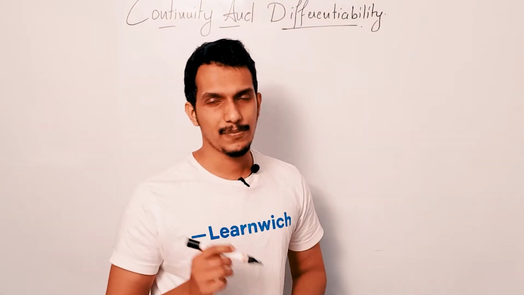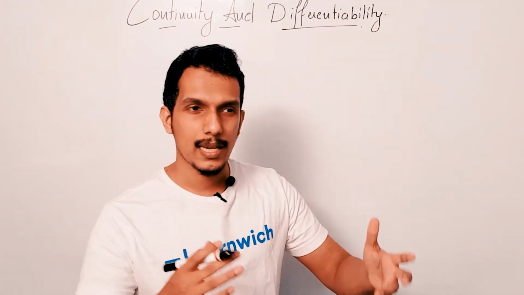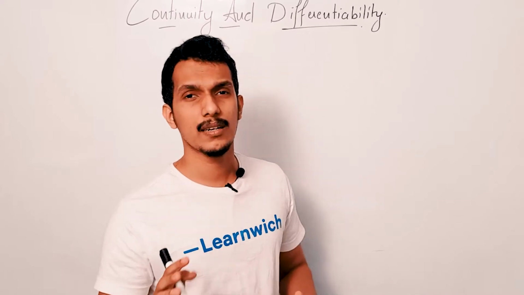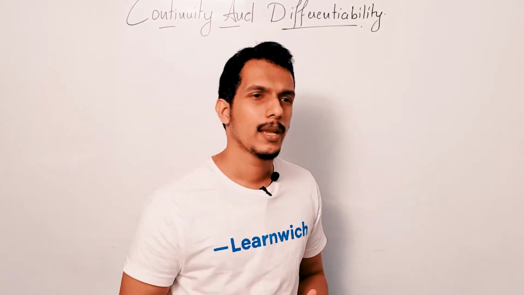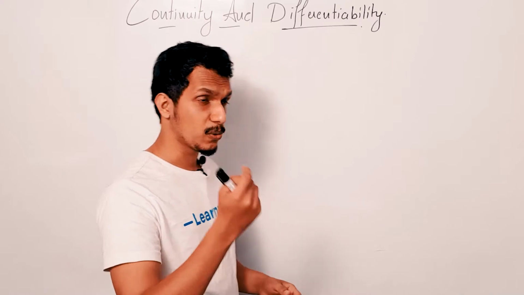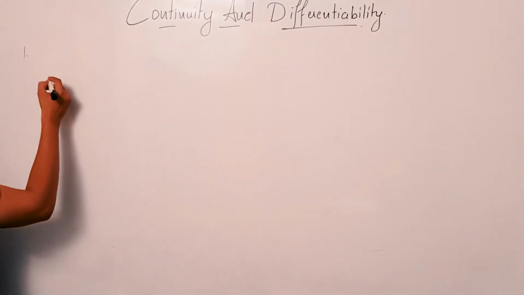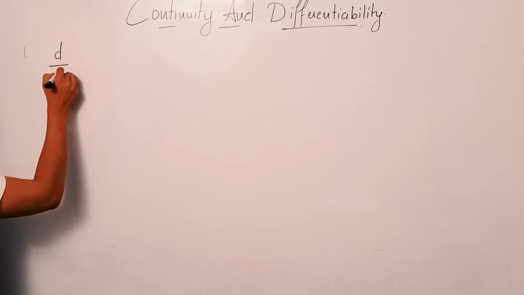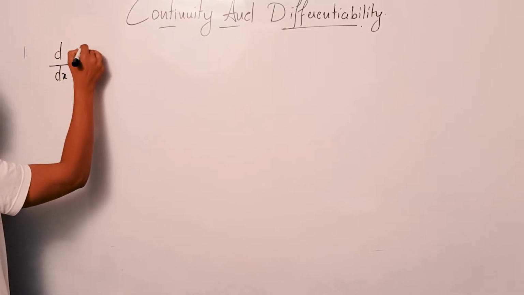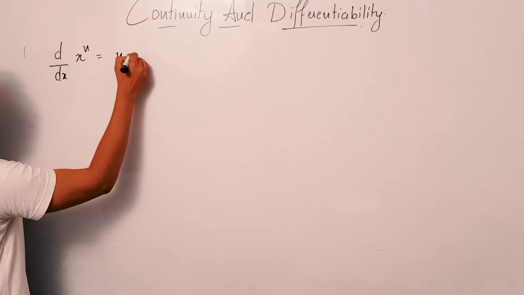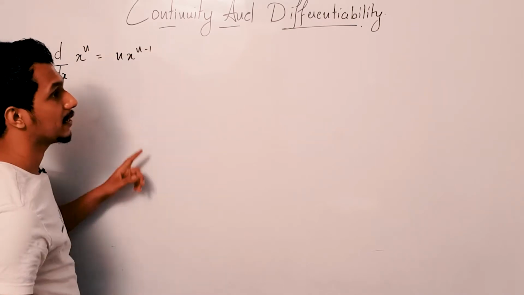Hey everyone, this video is the introduction for exercise 5.2. So here we'll learn some of the differentiation formulas and we'll start doing the problems. So please note down. We'll start with the first one, which is the derivative written as d by dx of x raised to n is given by n into x raised to n minus 1.